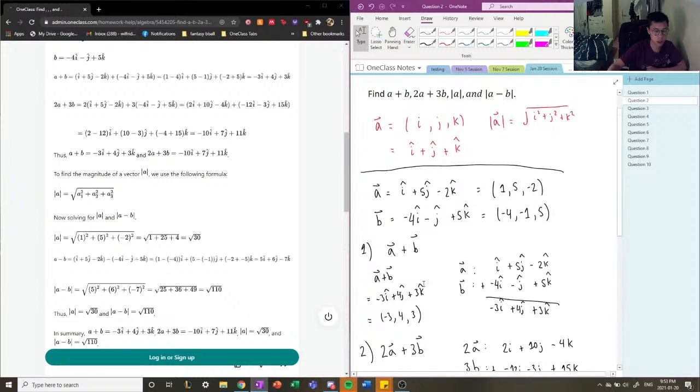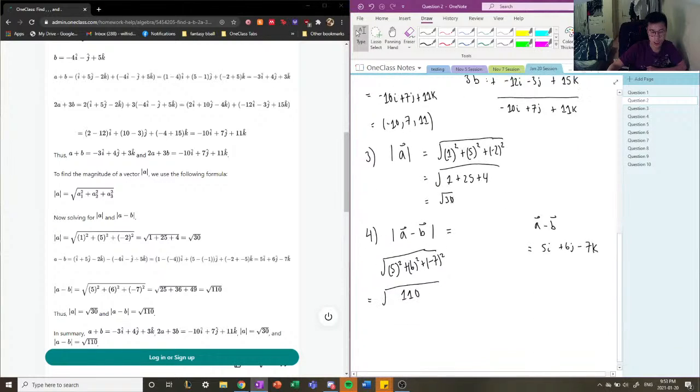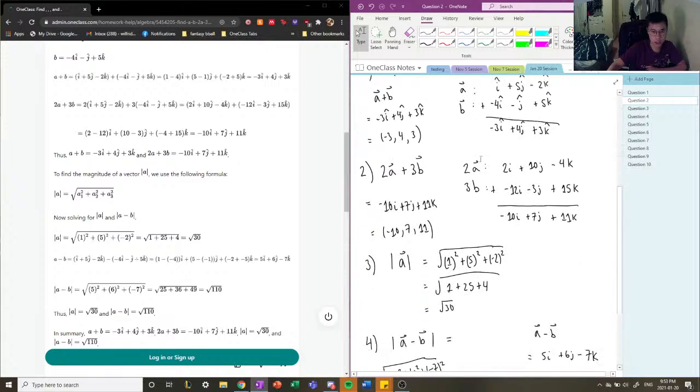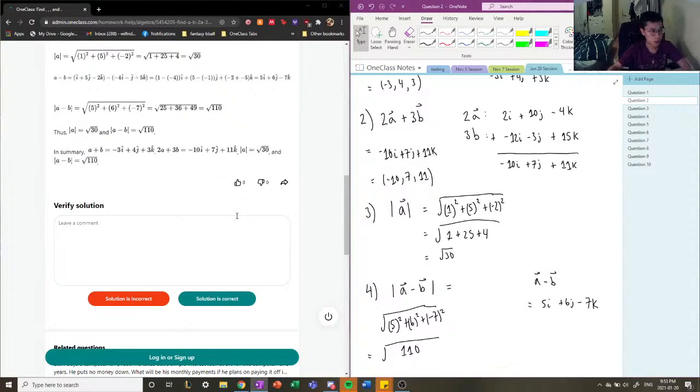So this is how you do some of the vector calculations. It doesn't really account for the dot product or anything like that, but other than that, these solutions are correct. Nice.